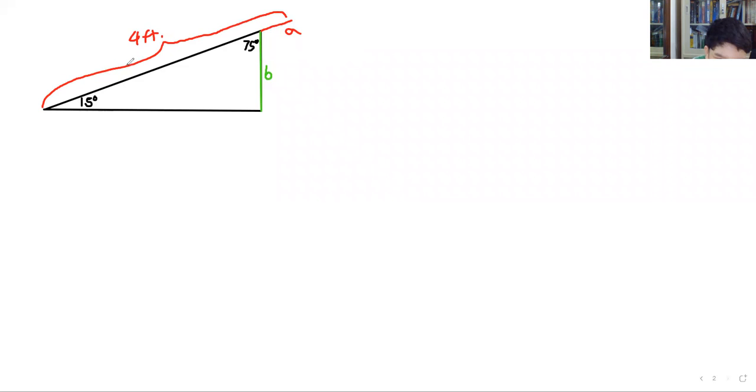So this remaining length, let's say we set this to p, equals 4 feet minus a. So that equals 4 feet minus 0.4022.